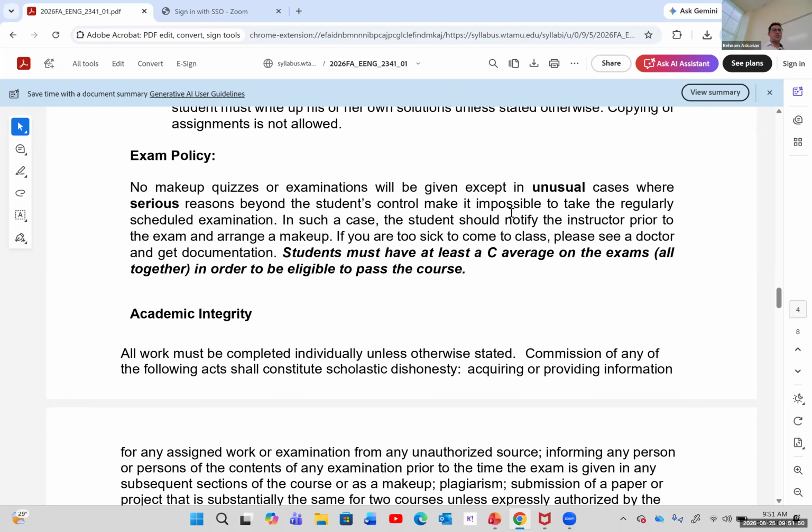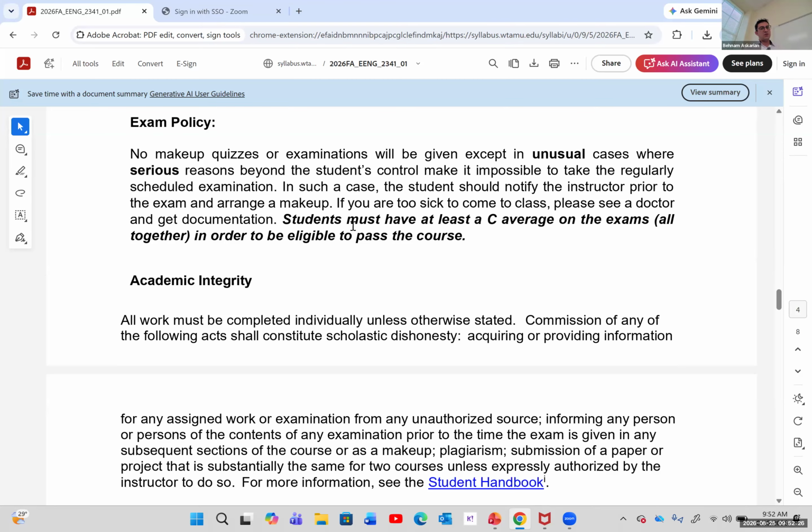For exam policies, we have no makeup quizzes or examinations, except in an unusual case. And you have to have serious reasons for why you want to take that exam, such as sickness or a family emergency. Other than that, I would not accept, and we will not have a makeup exam, and you're going to lose the grade for that. Losing one midterm technically puts you very close to failing this class because it's like 25% of the class.